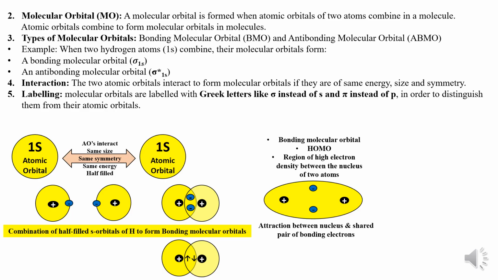So there are two types of molecular orbitals. One is the bonding molecular orbital and the other is the anti-bonding molecular orbital. When two hydrogen atoms combine, their atomic orbitals form a bonding molecular orbital as well as an anti-bonding molecular orbital. As I already mentioned, the two atomic orbitals of hydrogen atoms interact to form molecular orbitals if and only if they are of the same energy, size and symmetry.